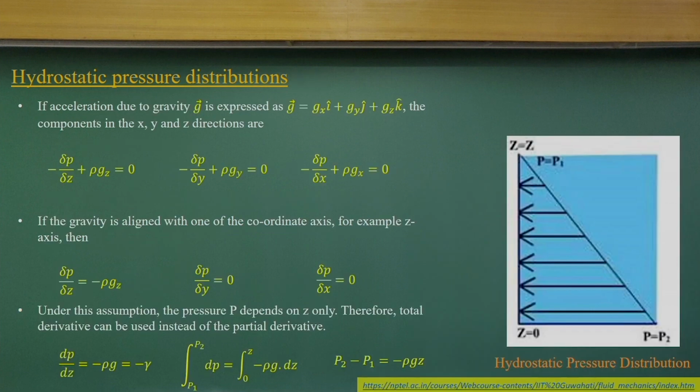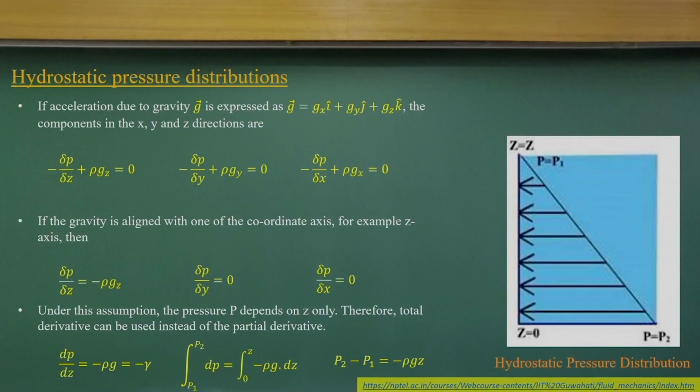Now, as we derive the pressure distribution equations in vector form, let me simplify them. Earlier we considered the acceleration due to gravity as a vector with scalar components gx, gy, gz. At the scalar level you can split the equation into three equations, in the z, y and x directions. Minus the pressure gradient is equal to the gravity component times rho, which is equivalent to the unit weight in that direction.